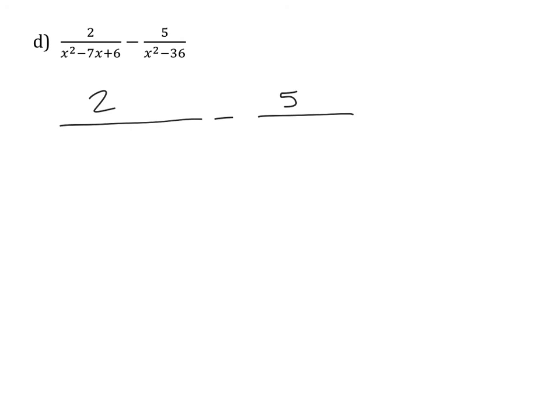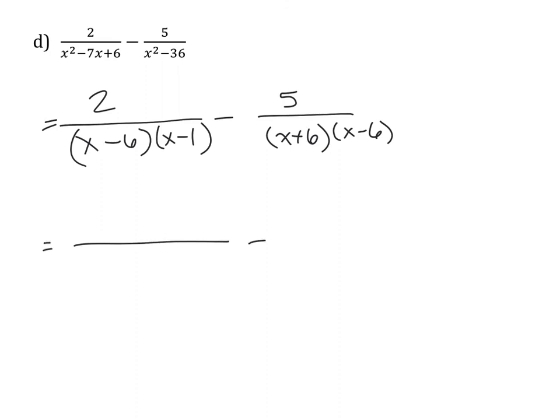So x squared minus 7x plus 6, I'm going to go straight into factoring this. So that's going to be x minus 6 times x minus 1. X squared minus 36 is using the difference of squares. I know it's going to be x plus 6 times x minus 6. Okay, so now I'm going to set up what I know my denominator is going to be, right? So I want to have at least one x minus 6, at least an x minus 1, and at least one x plus 6.